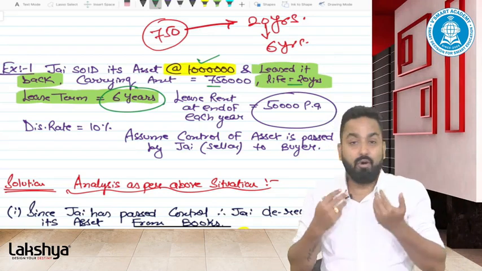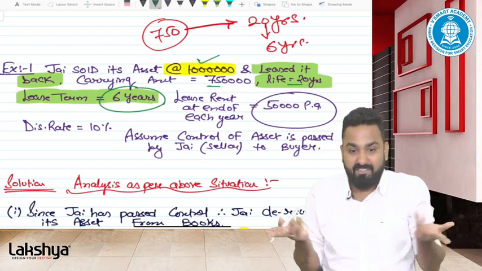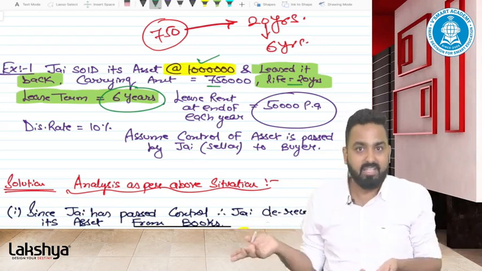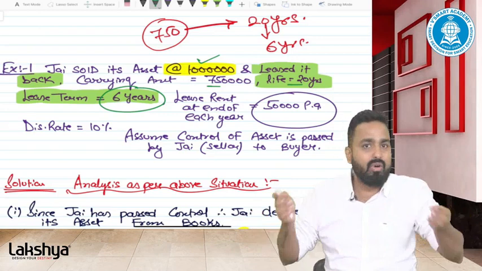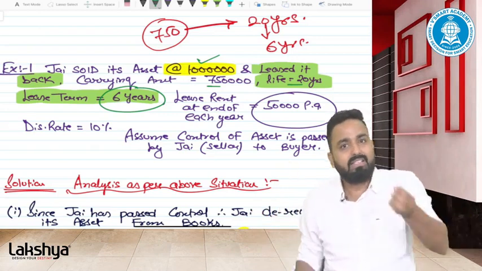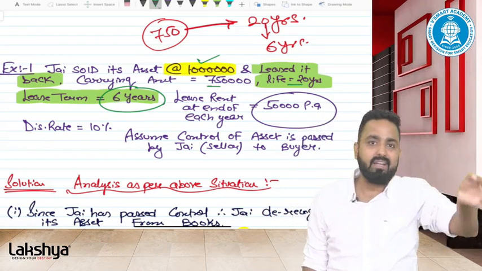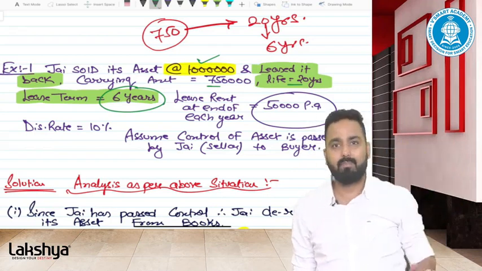because Jay has taken the asset back on lease. And for lessee, there are no different accounting treatments, just like lessor. Lessee has to book the ROU asset and lease liability only, whether it is for 1 year, 1 month, 10 days, 6 years, 20 years, whatever.